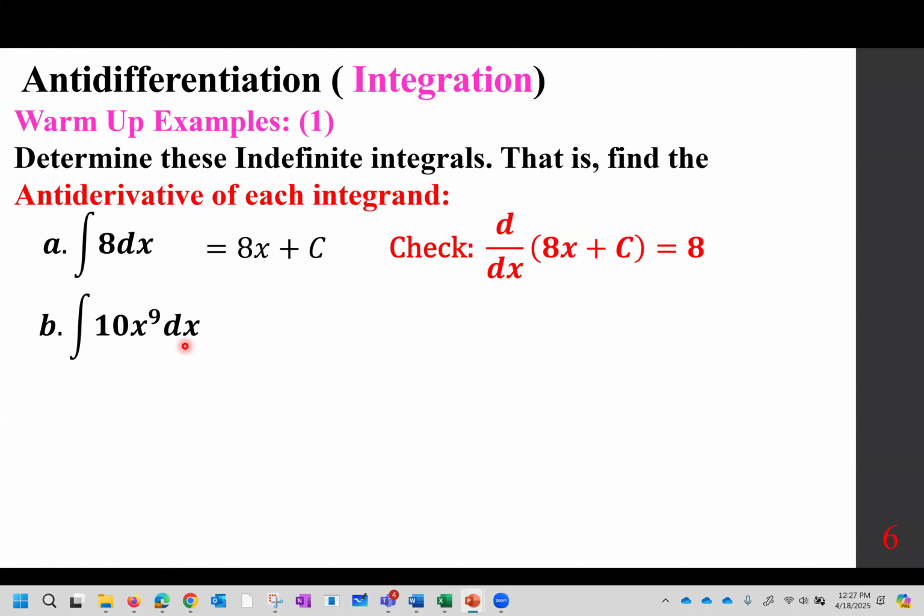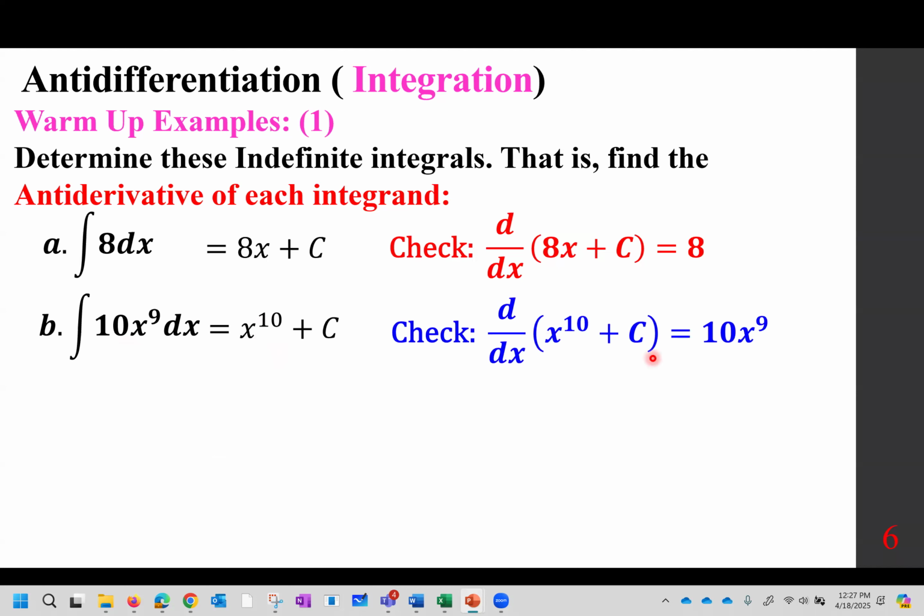Ten x to the power of 9 dx. We want to take the integral of that. So think about it. There is a function that you differentiate, you get that. What function would that be? Anyone? X to the power of 10 plus c. If you differentiate x to the power of 10, you get 10x to the power of 9. And to check, you just differentiate the right side. And remember, constant gives you 0.